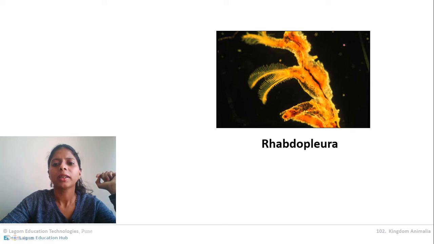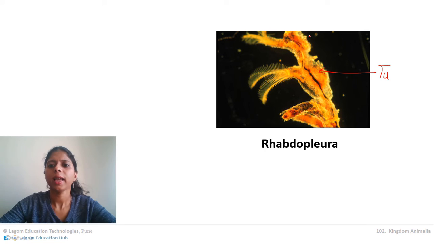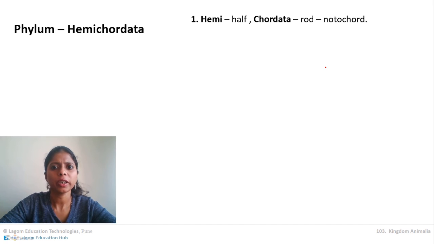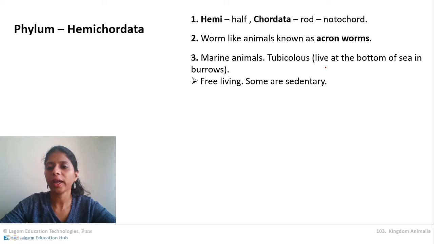There is another example called Rhabdopleura. This example is basically sedentary, it remains attached. It has an outer covering called the tubarium, and it stays inside the tubarium and is sedentary. So there are different lifestyles. So let us gather all its characteristics together and try to understand it. Now hemichordata, first, hemi means half, chordata, that is rod-like structure, notochord, worm-like animal, also called acorn worms.